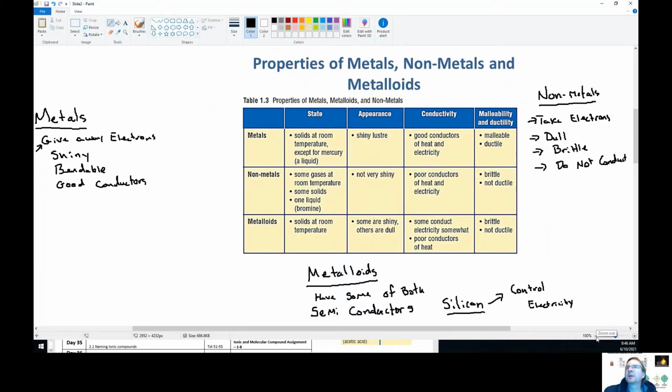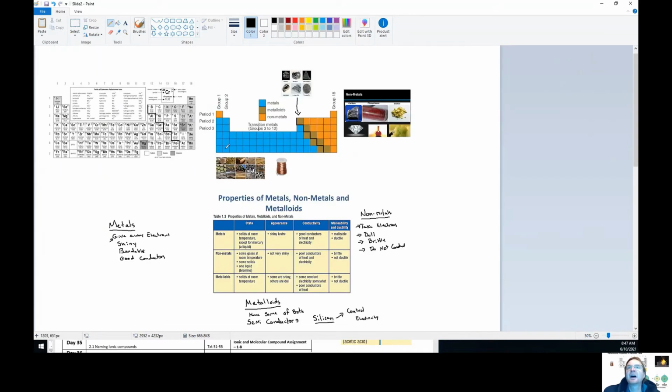Let's zoom out a little bit. Again, pause, make sure to get the key information. Again, your metals are all in this blue area. Your non-metals right there, including the halogens. And yeah, the metalloids right in the middle.